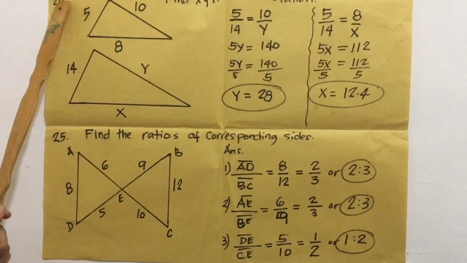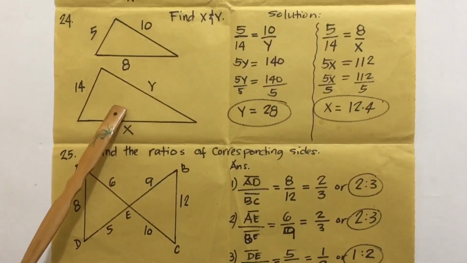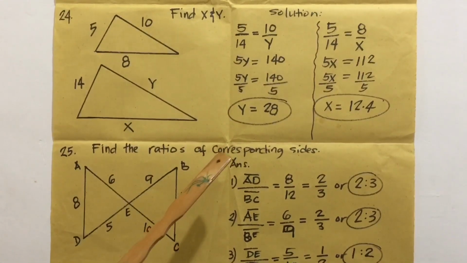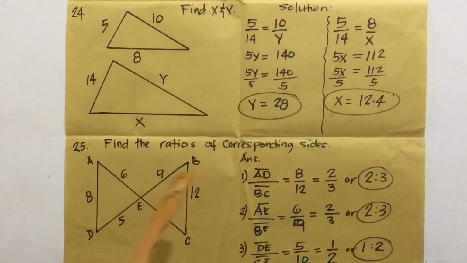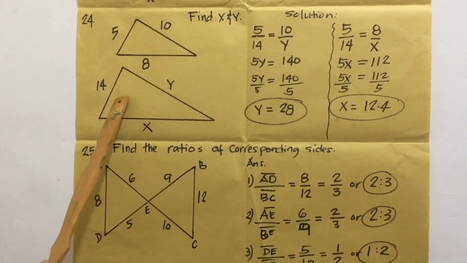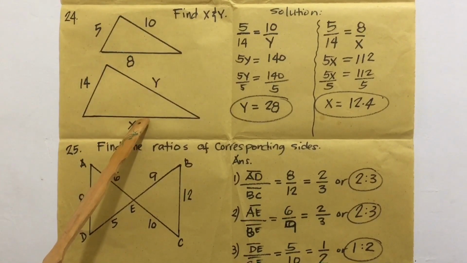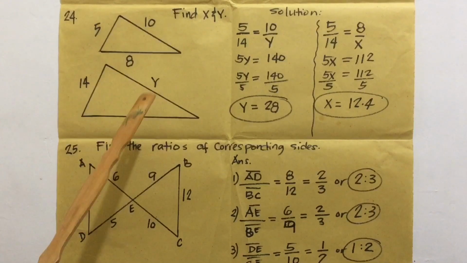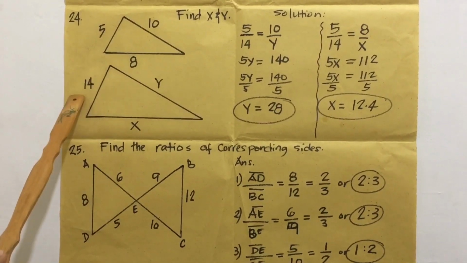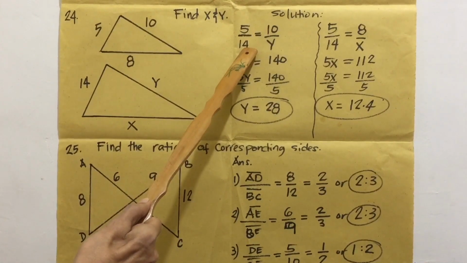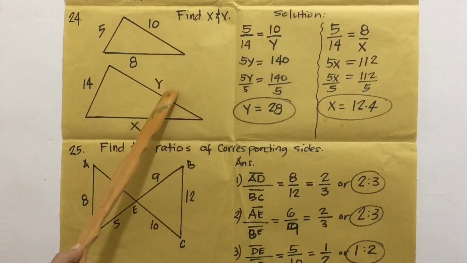Okay, next, number 24. Find x and y. Given two similar triangles, we're going to find x and y. How to find this? Of course, we're going to set up a proportion. So we're going to determine the same sides of the triangles, the same, and also here the same. Then we're going to set up a proportion: 5 over 14 equals 10 over y.